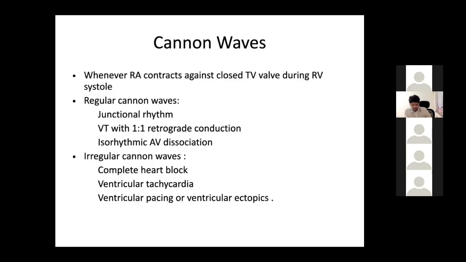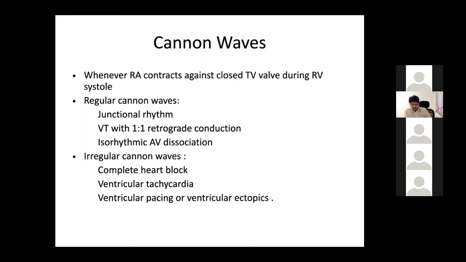Now every time people will be asking you what are Cannon waves. Cannon waves are nothing but giant A waves, and it is due to the contraction of the atria against a closed tricuspid valve during RV systole. When the atria contracts against a closed tricuspid valve, it produces a Cannon A wave.